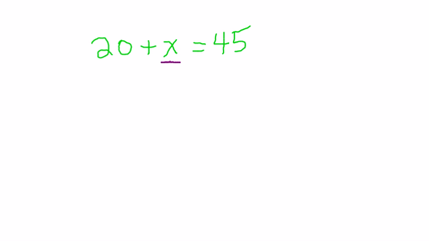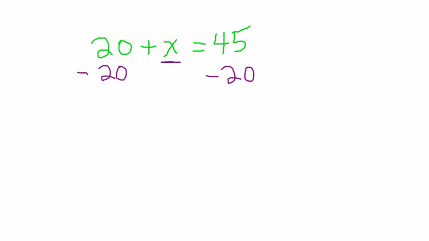So in this case, we are adding 20. What's the opposite or inverse of adding 20? Well, taking away 20. It's important to remember that in order to keep your equations balanced, whatever you do to one side of the equation, you have to do to the other side of the equation. So if I'm subtracting 20 from the left side, I must also subtract 20 from the right side.